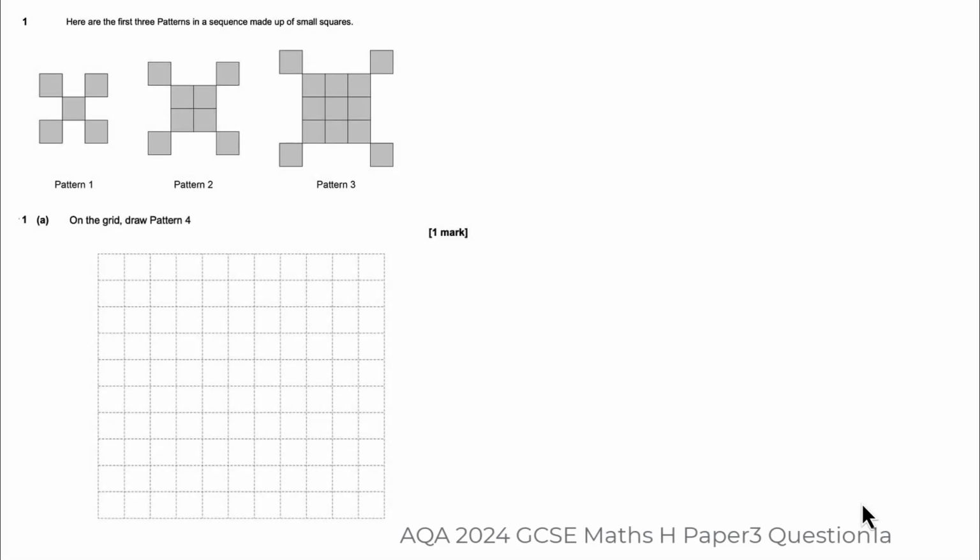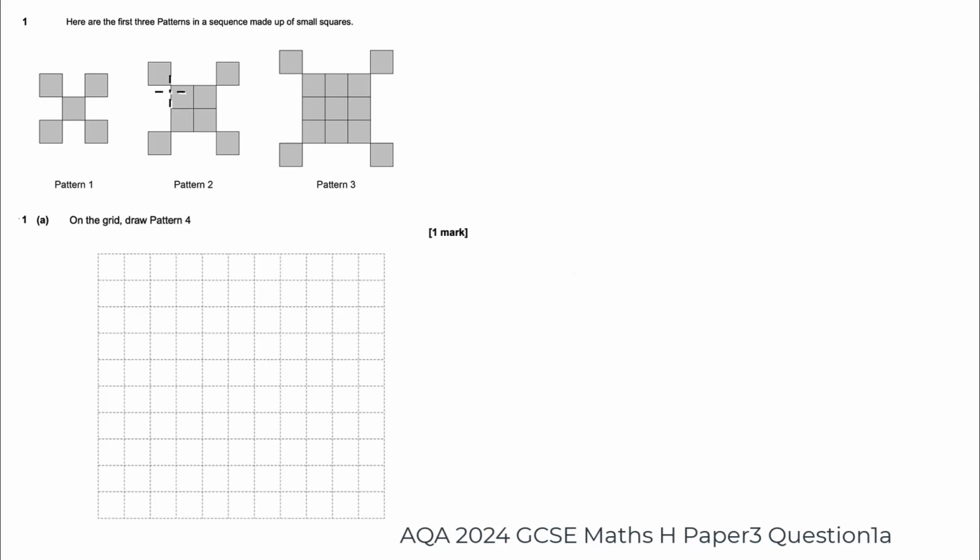Well, here's question 1. We're given the first 3 patterns in a sequence. In part A, we're asked on this grid to draw pattern 4. Let's examine what these are doing.